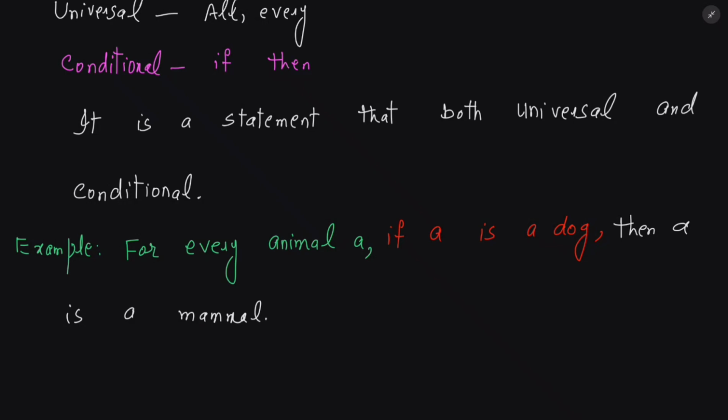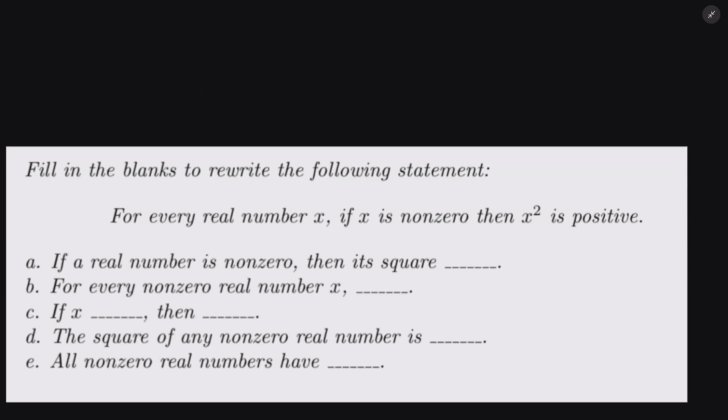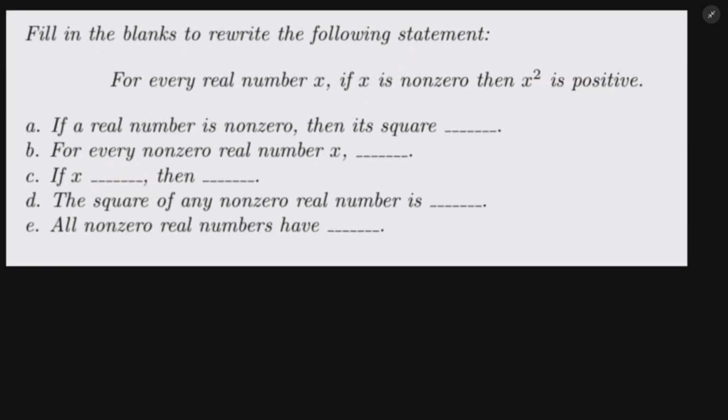It has 2 components. The first component is universal. Then the second component is the conditional statement. I hope you understand this concept. Let me just solve some examples.